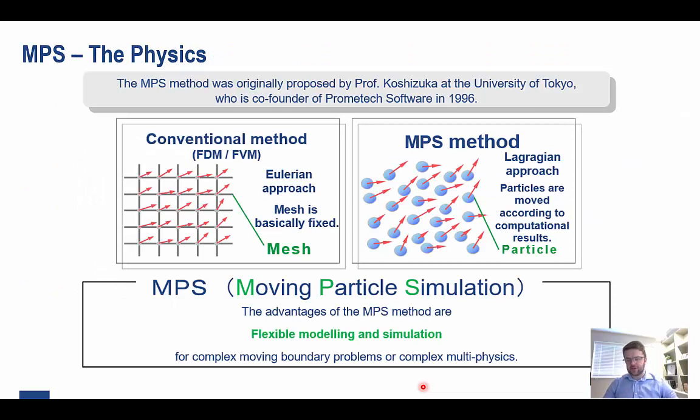So, in terms of the physics, well, the equations that we're solving in the MPS method are exactly the same as what we're solving in the conventional method. The only question is, how do we solve it? So, in traditional mesh-based CFD, we are taking the Eulerian approach of solving the Navier-Stokes equation.